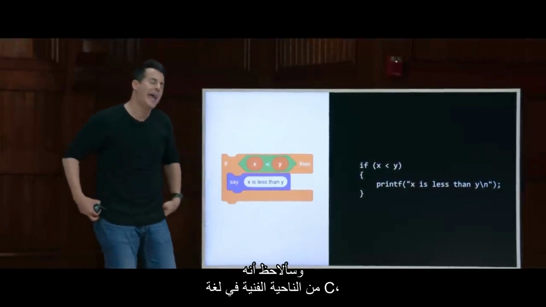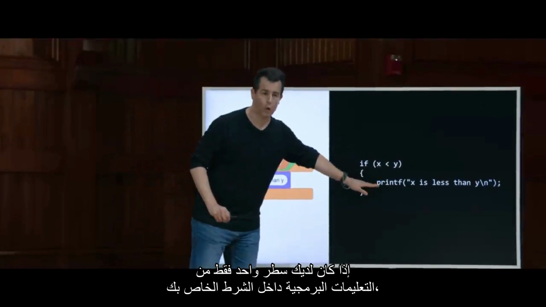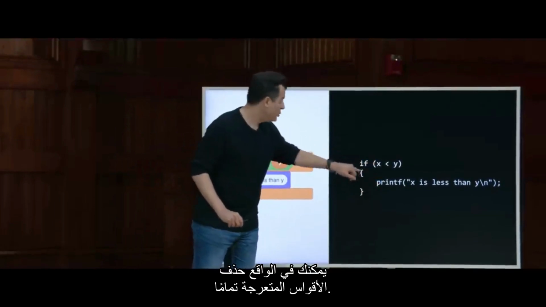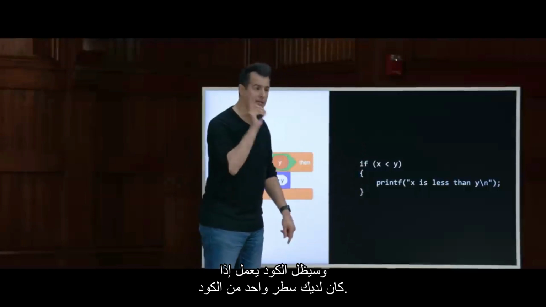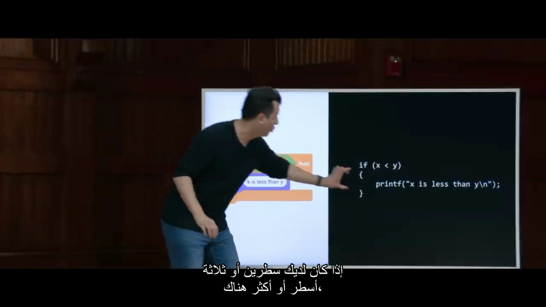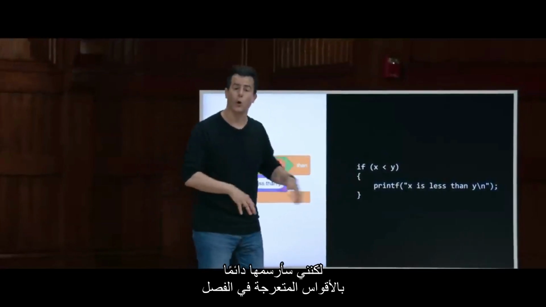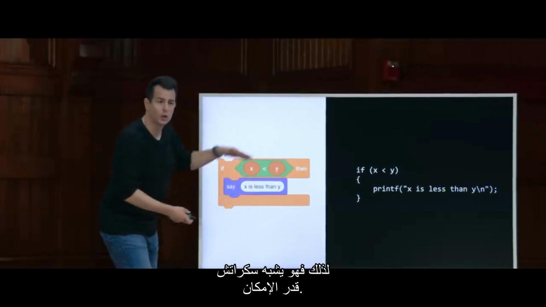And I'll note that technically speaking in C, if you only have one line of code inside of your conditional, you can actually omit the curly braces altogether, and the code will still work. If you have one single line of code, why? Just saves people some keystrokes. If you have 2 lines, 3 lines, or more in there, you need the curly braces. But I'll always draw it with the curly braces in class so it resembles Scratch as closely as possible.